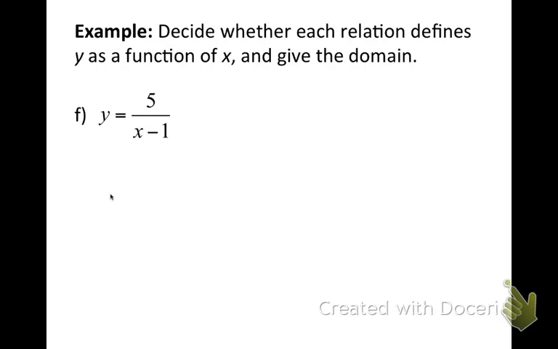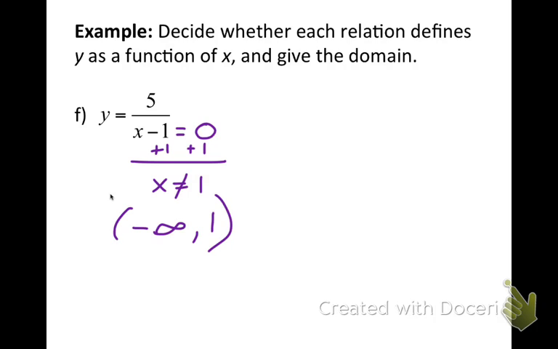Because I'm focused just on the domain, I'm just going to focus on the denominator. Set that denominator equal to 0. Add 1 to both sides. So I get x is equal to 1. So that means x cannot equal 1, right? Because that would get me 0 in the denominator. So I need to exclude everything but 1. So negative infinity to positive 1, union 1 to positive infinity would be your domain.